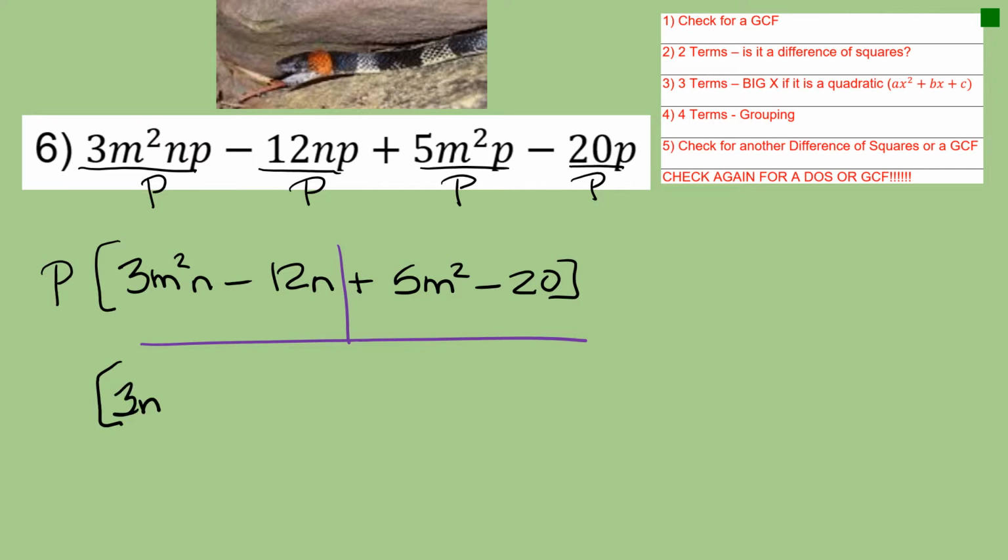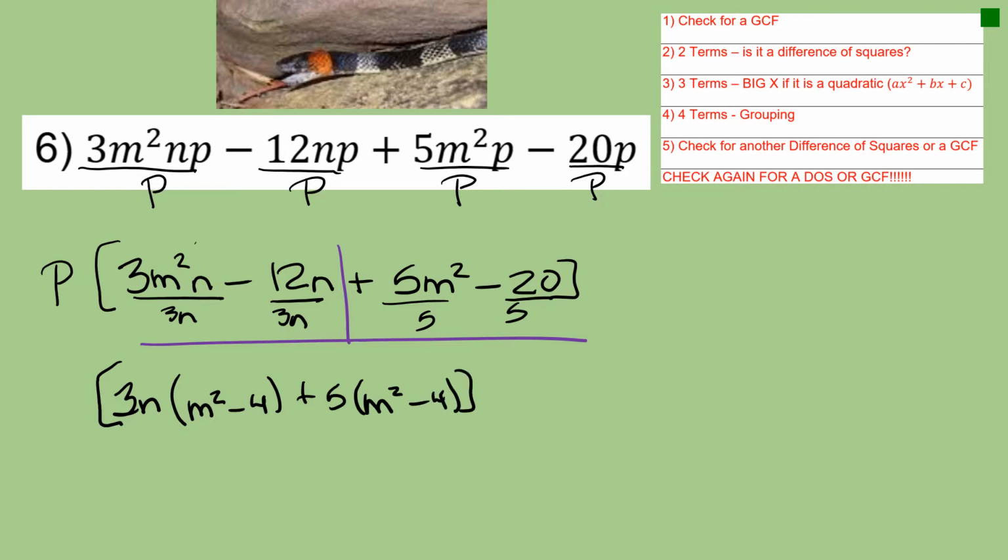These first two have a 3n, so if I divide both of these by 3n, I get m squared minus 4. These both have a positive 5, so pull out a 5, we get m squared minus 4. Keep that 5. These two have a common factor of m squared minus 4. When I factor that out, I have 3n plus 5.